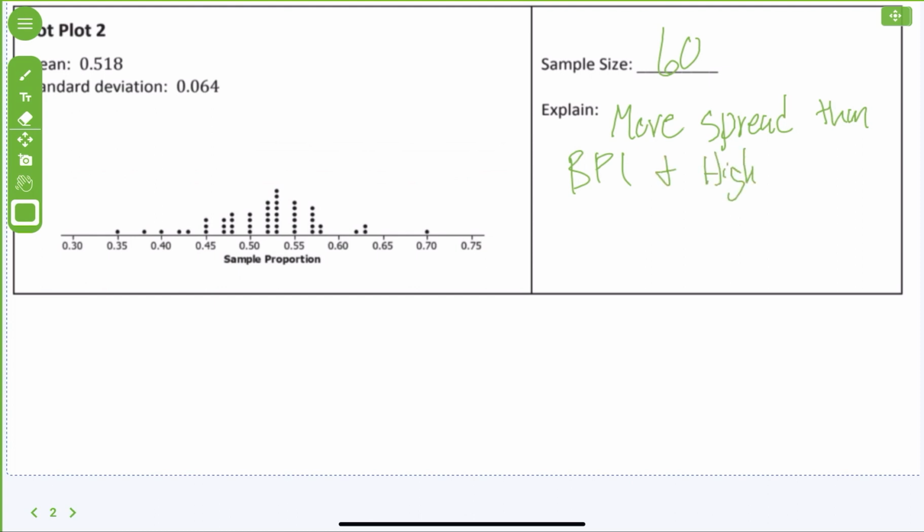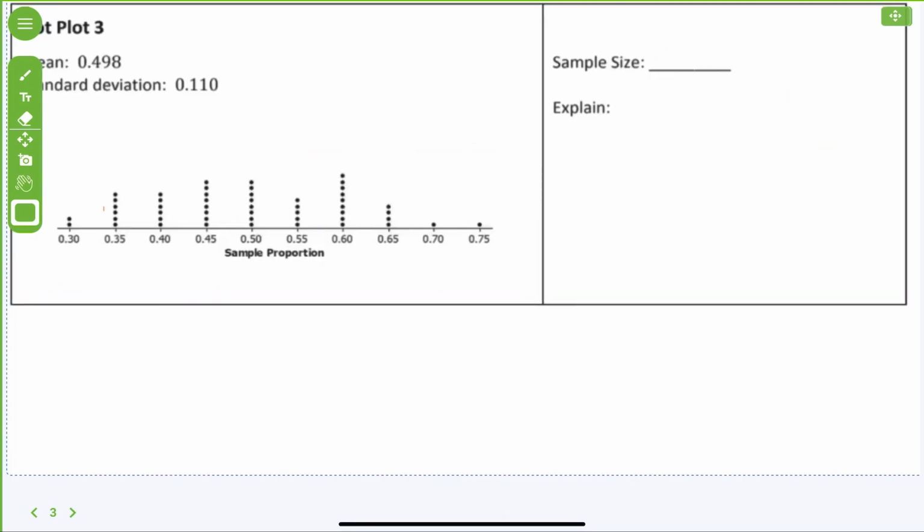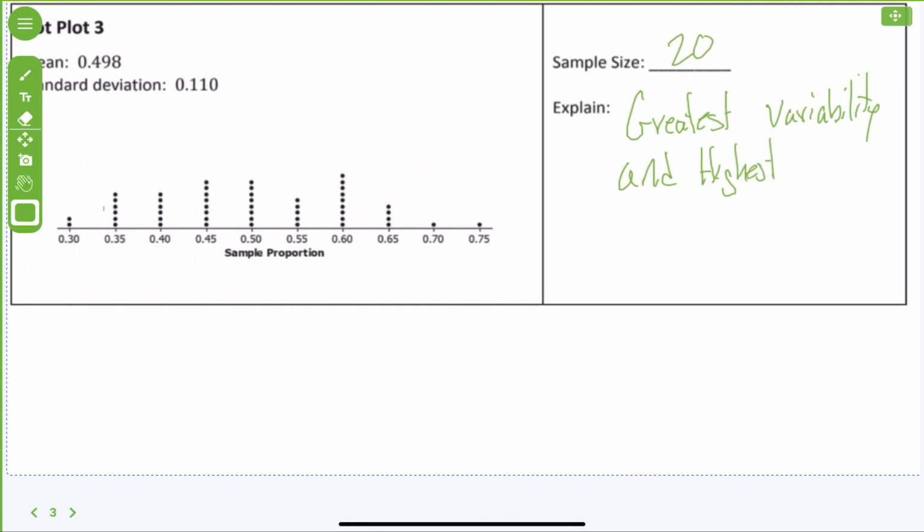And a higher standard deviation. So box plot 3 only leaves us with a sample size of, was it 20? I think. And this has the greatest variability and highest standard deviation. Okay.